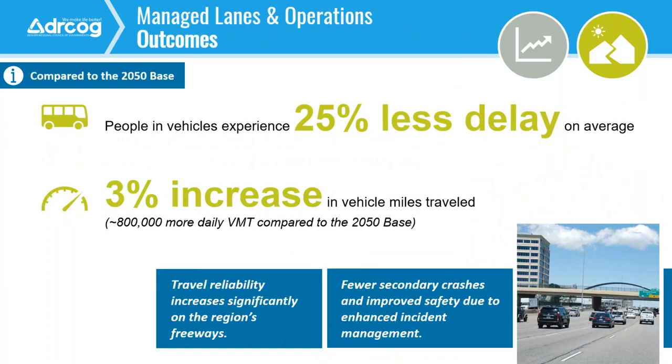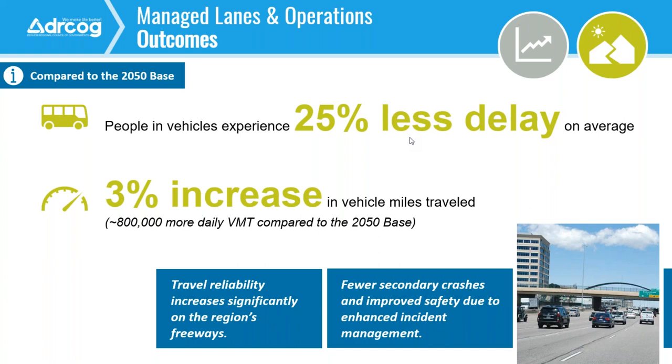Next slide. So as you might expect with that much capacity, people and vehicles do experience a significant decrease in delay. That's all users, including the people that are on buses. And then with that additional capacity, a decent increase in VMT as well, a 3% increase. Just to put a number on it, it's about 800,000 additional daily VMT. One of the other benefits that we can't directly model, but we would assume, is a much greater amount of reliability, as the HOT lane does provide for an uncongested option, and then fewer secondary crashes and better safety.